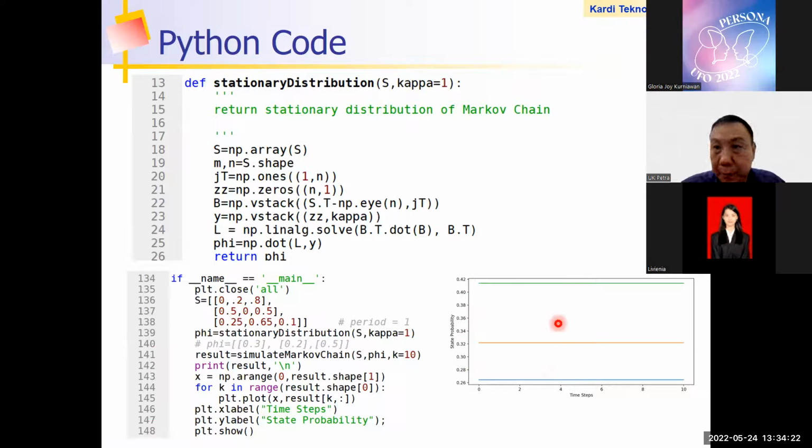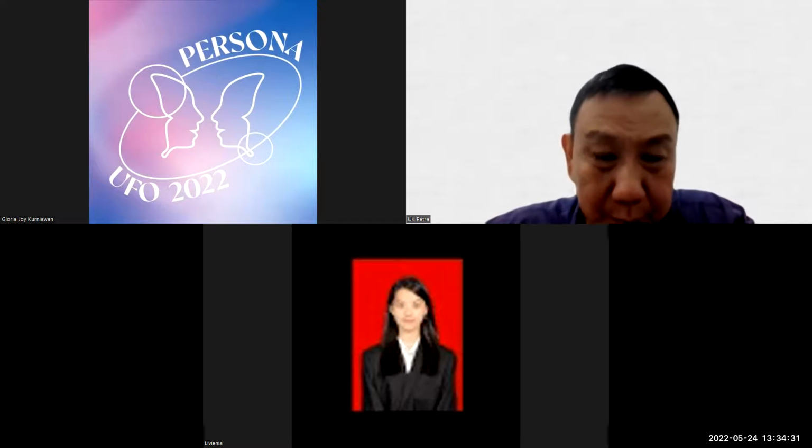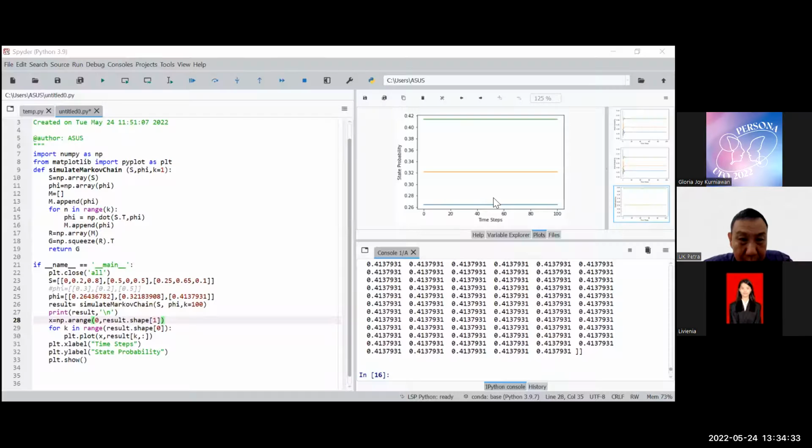Yeah? Oh, I got the straight line, sir. Oh, you got a straight line? Yeah. Can you show? So actually, the previous one, we changed the graphic, right? And then I changed it back, and then yeah, I got it. Ah, I see. So you're supposed to get that straight line.